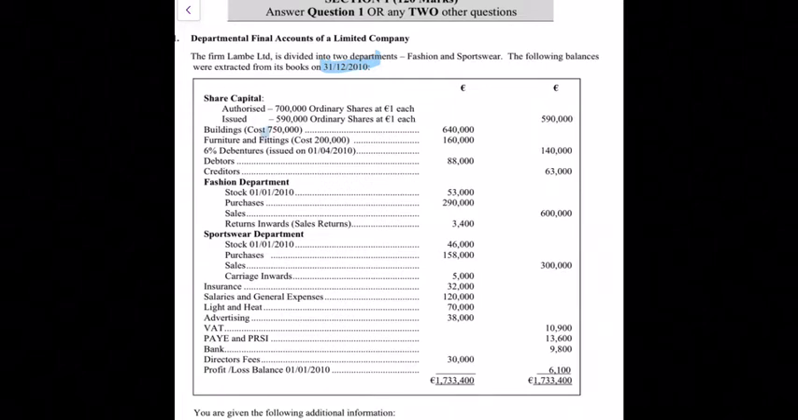So the cost is given to us in the bracket, and this is the net book value. So just be careful of that when you're calculating depreciation. Furniture and fittings, our cost again is given to us in brackets, which means that the 160,000 is actually the net book value figure. Then we have a loan, a 6% debenture, and that was issued on the 1st of the 4th, 2010. So if we have to calculate interest, we need to be careful because we didn't have that loan of 140,000 for the whole year. So you're going to need to work with months in this question. Debtors are 88,000 and our creditors are 63,000.